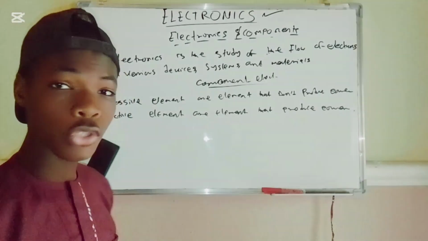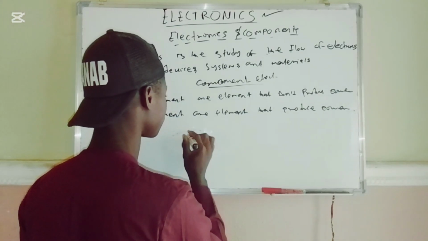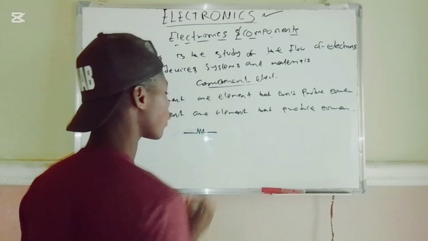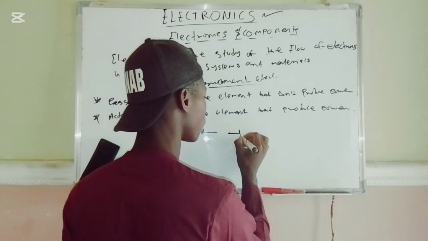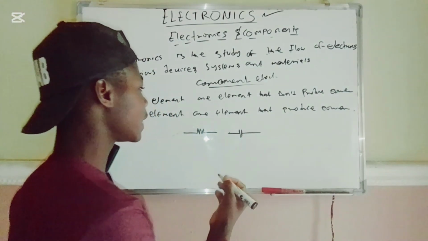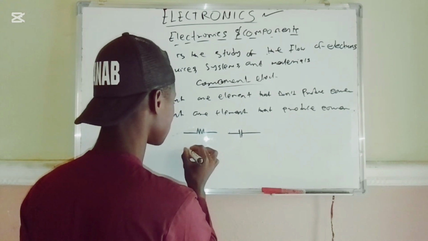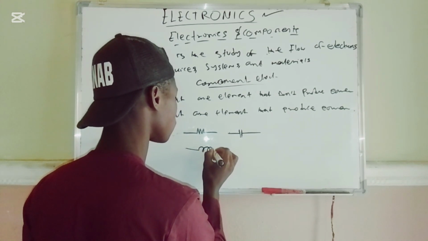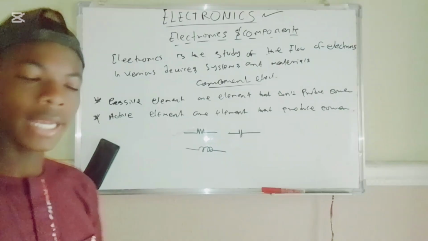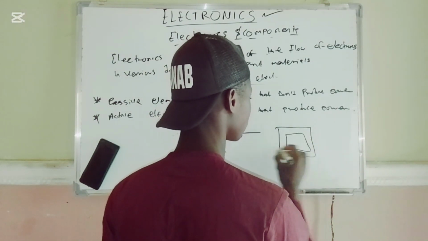What are passive elements? Passive elements that don't produce power are, we have the resistor, and we have the capacitor, and we have the inductance, and we have the transformer.